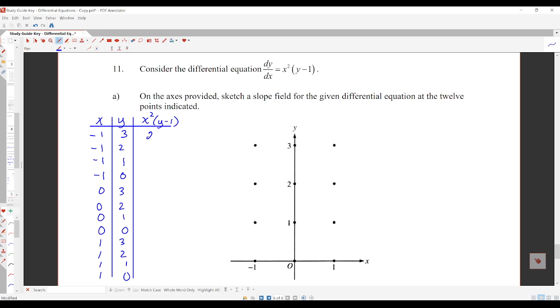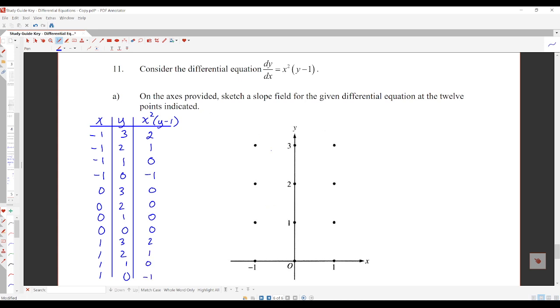So 3 minus 1 is 2, 2 minus 1 is 1, 1 minus 1 is 0, 0 minus 1 is -1. If x is 0, x squared times I don't care is going to give me 0. So all 4 of these just become 0. And then 1 squared is 1. So again, same type of thing. All I need to do is y minus 1. So I get the same 4 values that we had up here of 2, 1, 0, and -1.